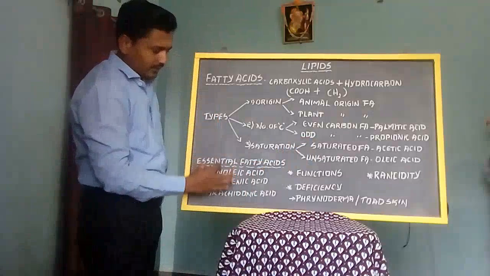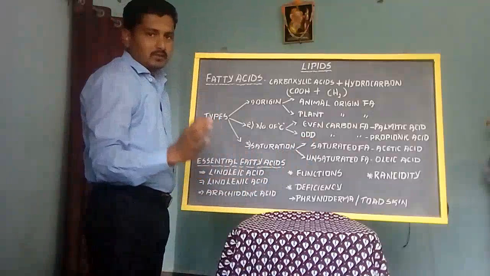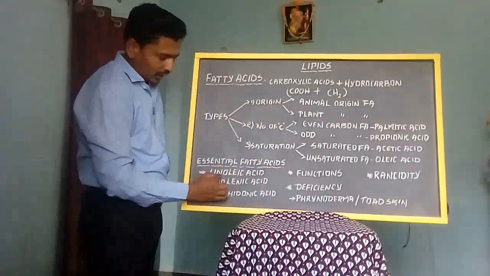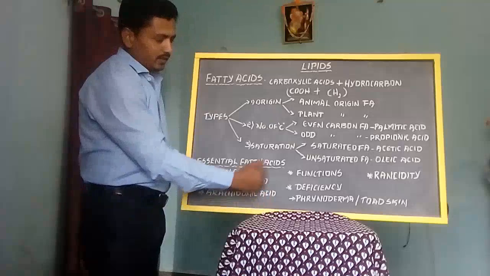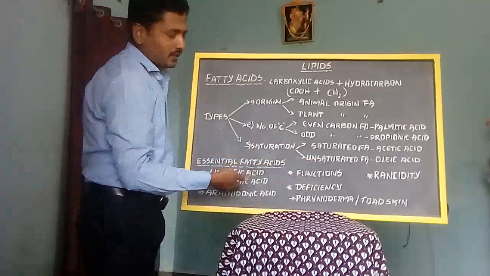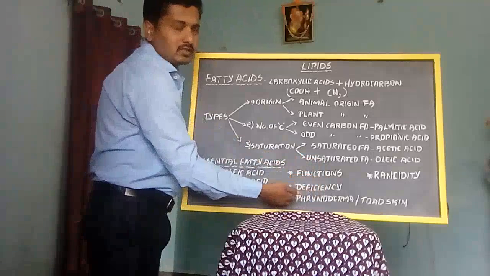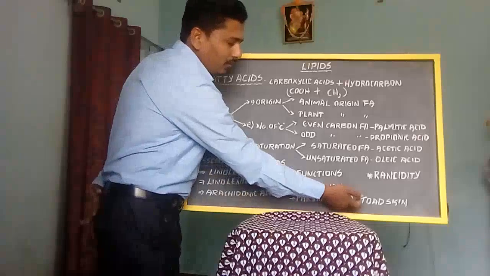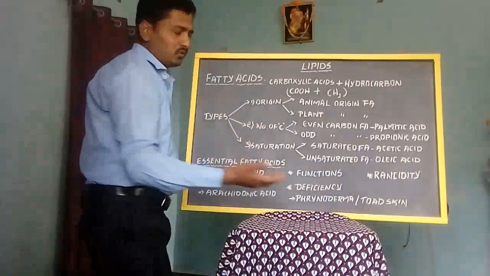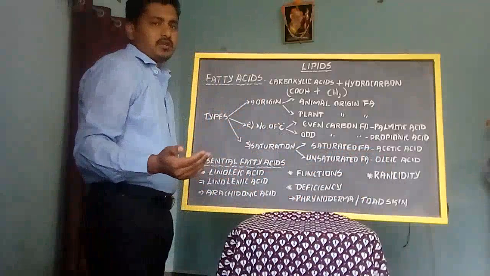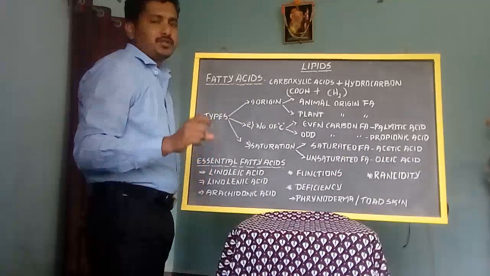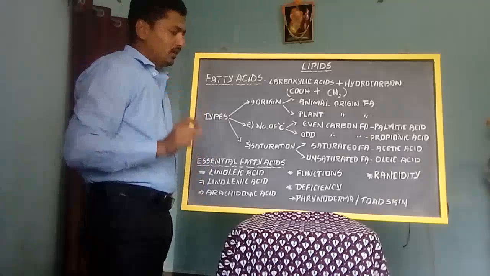Next one is essential fatty acids. There are three main essential fatty acids: linoleic acid, linolenic acid, arachidonic acid. Next, functions of essential fatty acids. Deficiency of essential fatty acids leads to phrynoderma or toad skin. Last, one more term, that is rancidity. There is a deterioration of oil or fat, leading to unpleasant smell and taste.